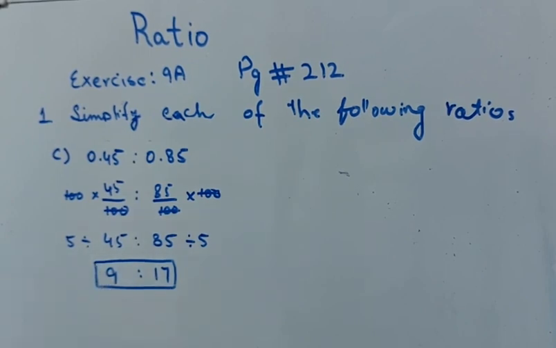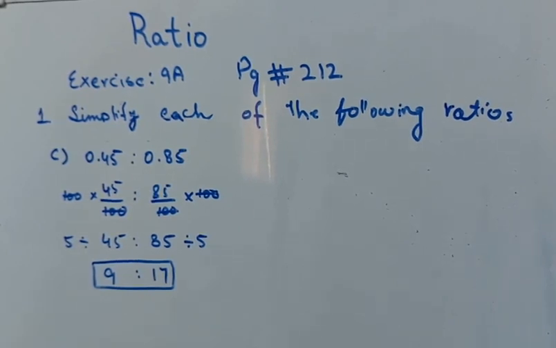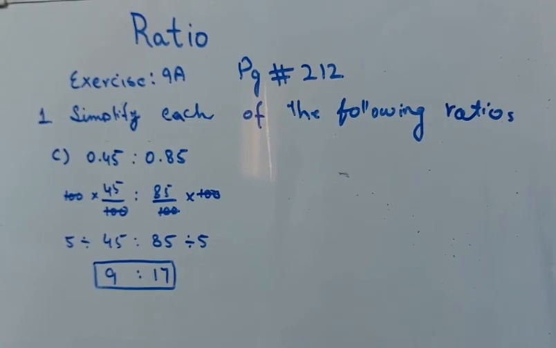So 9:17 is the simplest form for 0.45:0.85. Now move on to next part, D.